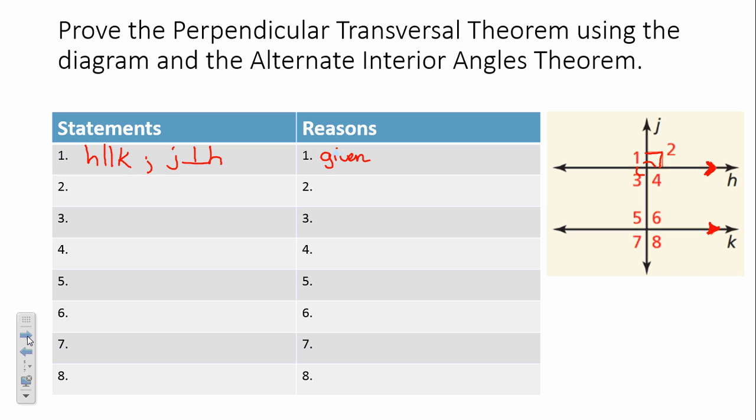Angle 2, let's write this down. The measure of angle 2 is 90 degrees. Everybody okay with that? Why is that? Yep, definition of a right angle or of perpendicular. And 3 is an interior angle. They want us to use the alternate interior angle theorem, right? So how do we get angle 2 equal to angle 3? Vertical angle theorem, good.